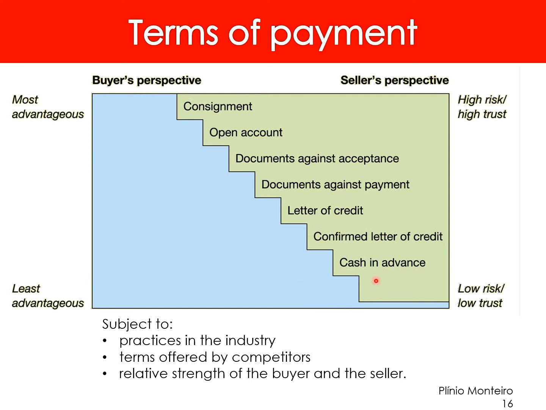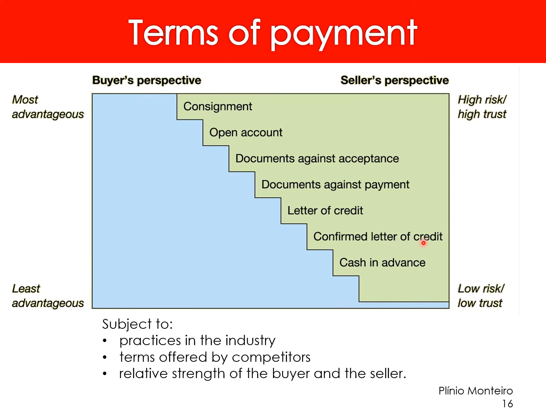So let's look at these different approaches and see how you can use them when you make an international transaction. In cash in advance, basically the seller will receive the payment before they ship the products. In that case, you have a very low risk from the seller's perspective, but of course, you present not a lot of advantages for the buyer.